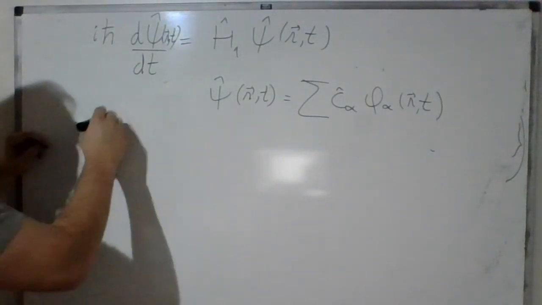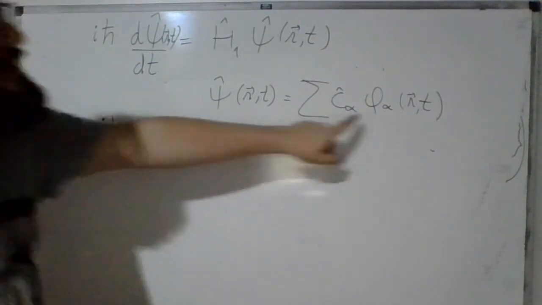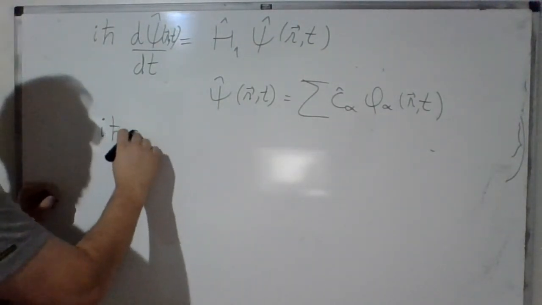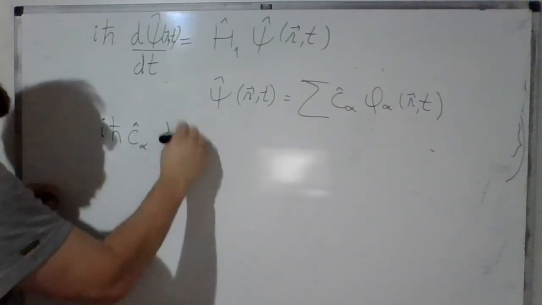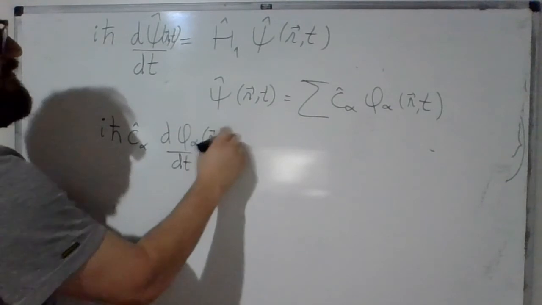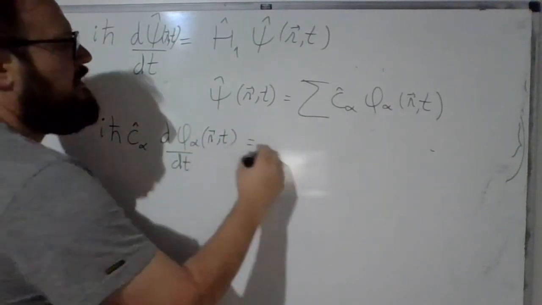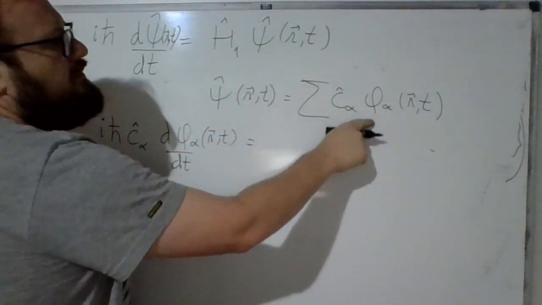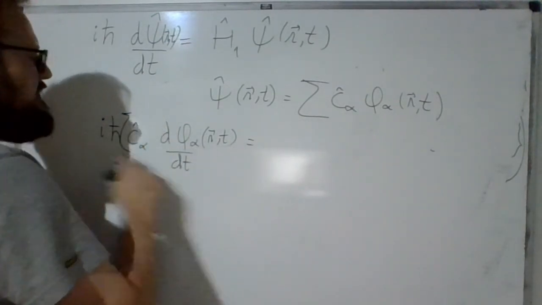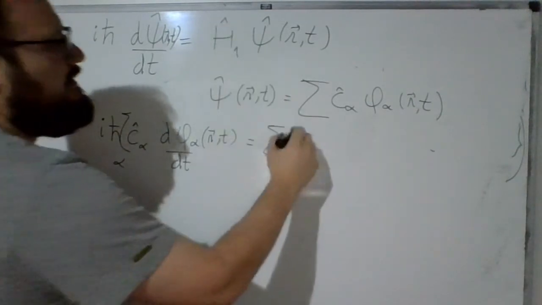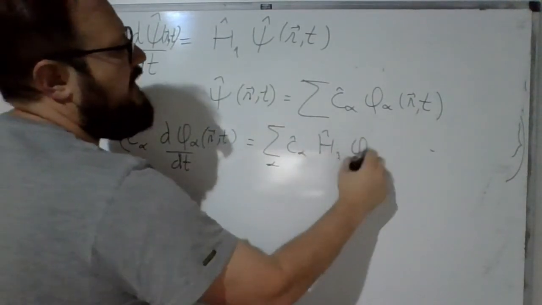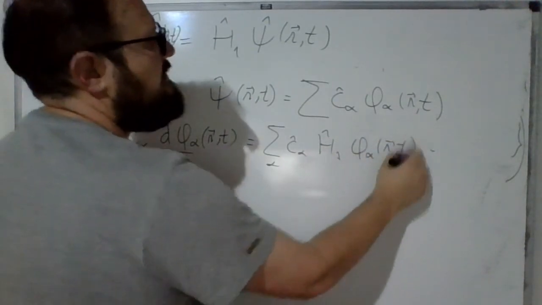What you find out is i h bar, since the time dependence is there, you have c alpha, the time derivative of phi alpha dt. This depends on space and time. And the h1 will be applied to the phi. So you have a summation over alpha here, a summation over alpha there. c alpha, it's an operator. The h1 is applied to phi alpha of r and t.